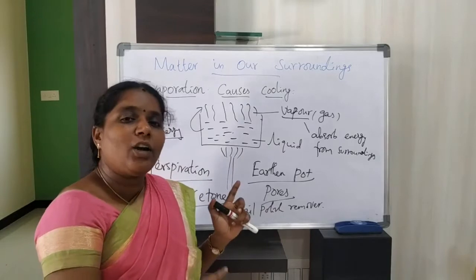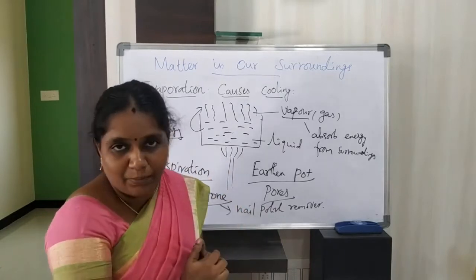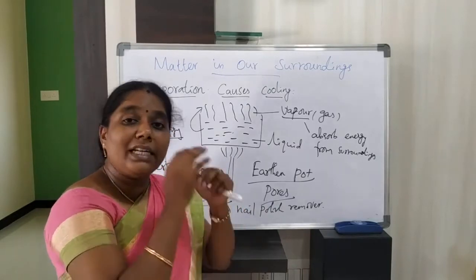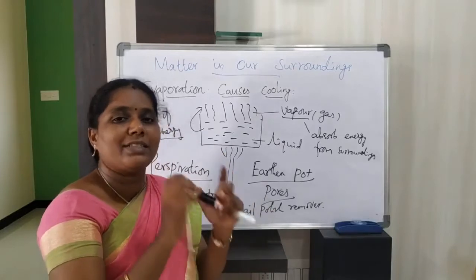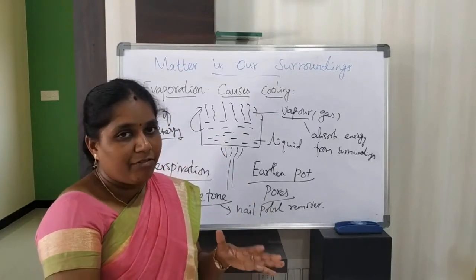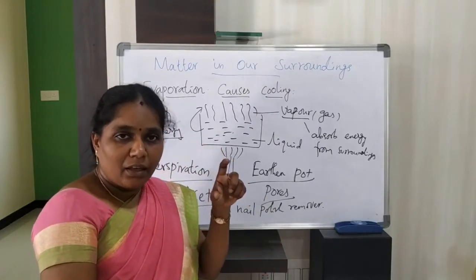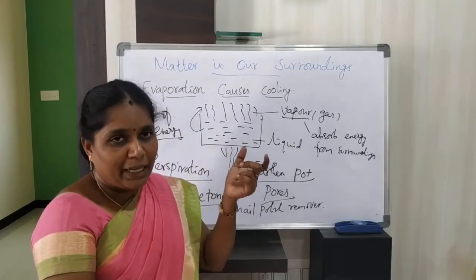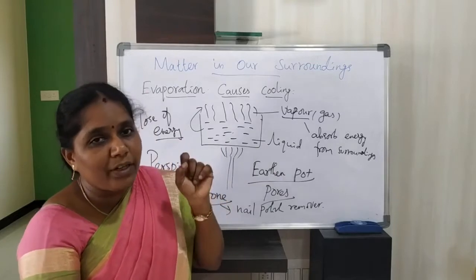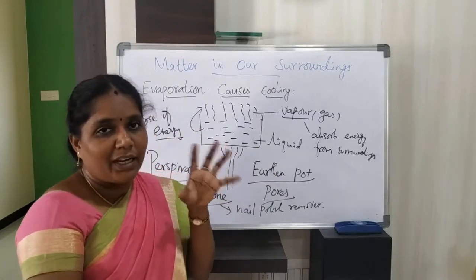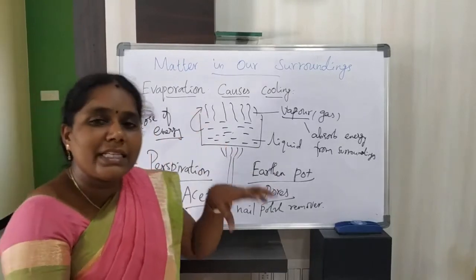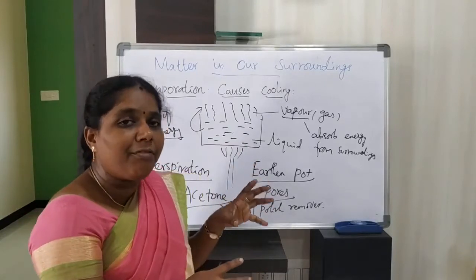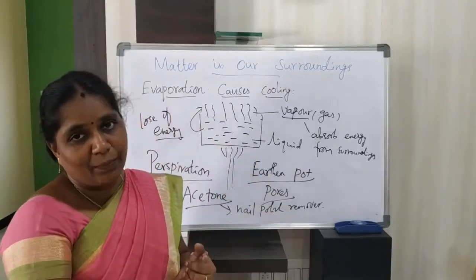So the water droplets are surrounded on the tumbler. So here also, that evaporation process only causes cooling. Listen carefully. If you are taking ice cold water in a tumbler, after some time that tumbler is surrounded by some water droplets outside. How is it possible? This is also possible because of the evaporation causes cooling process.